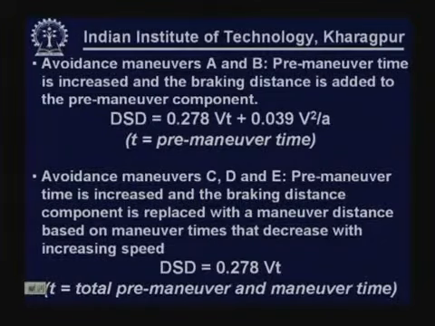Higher value is used, higher value than the reaction time, and the braking distance component is replaced with a maneuver distance based on maneuver times that decrease with increasing speed. So, essentially in this case DSD is 0.278 V into t, but do remember that this t is total pre-maneuver plus maneuver time as discussed.